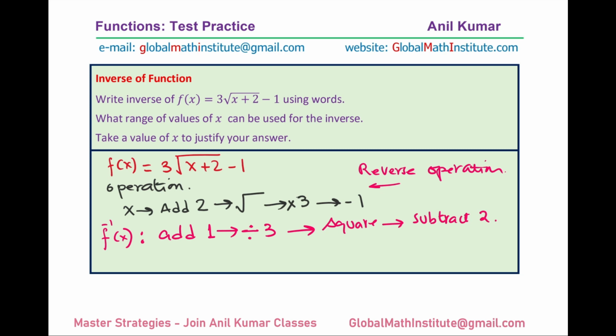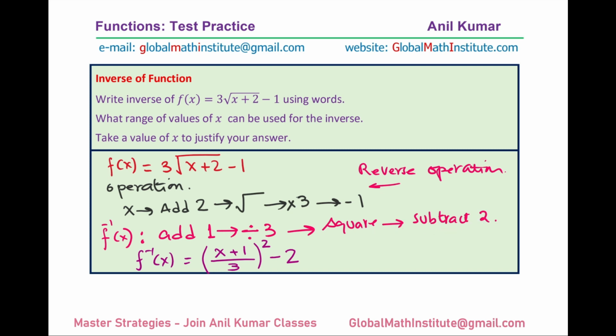So now we have the inverse of this particular function, which can be written as x plus 1, right? Divide by 3 square, and then you subtract 2. Do you see that in algebraic form? In words, you write it as add 1, divide by 3 square, and subtract 2.